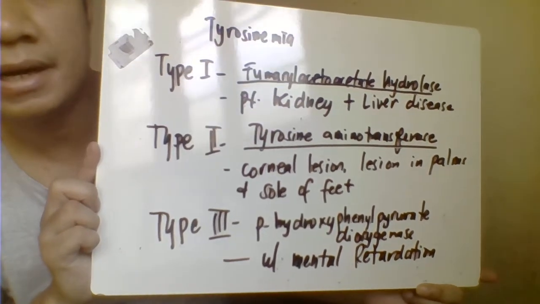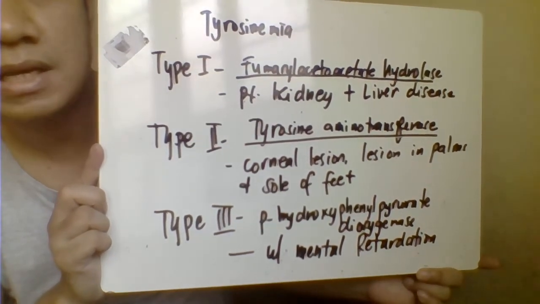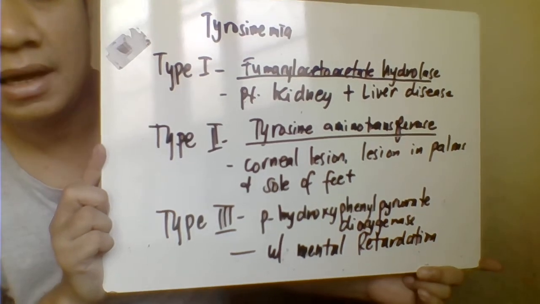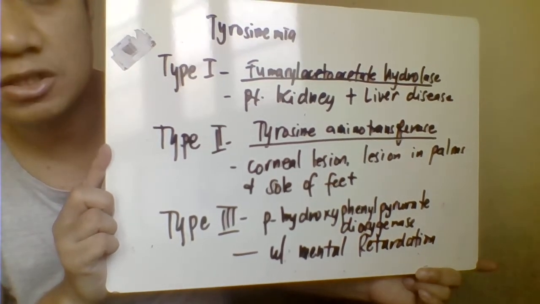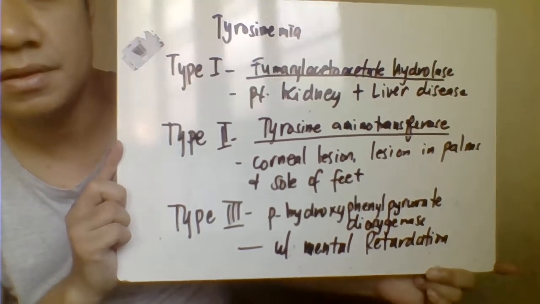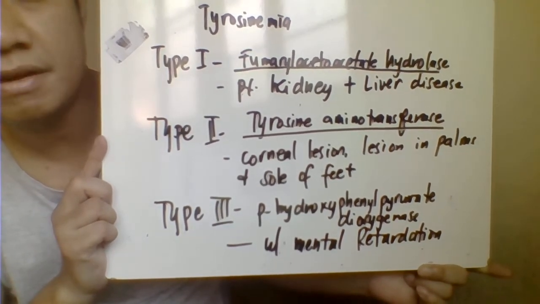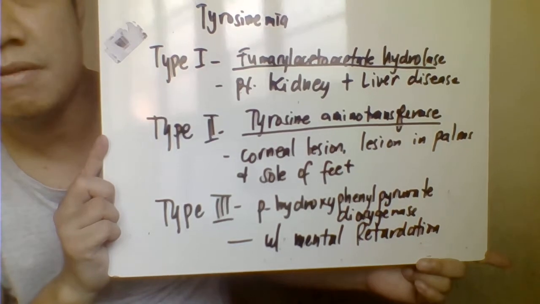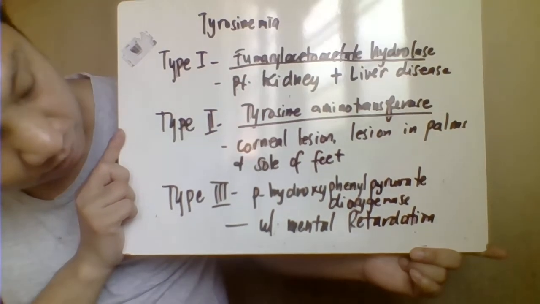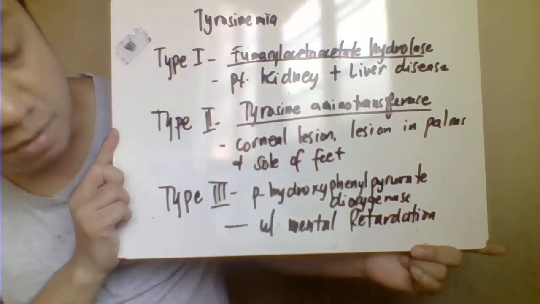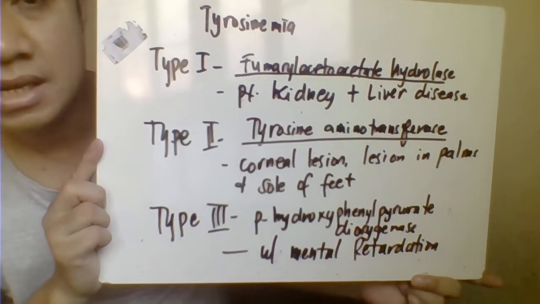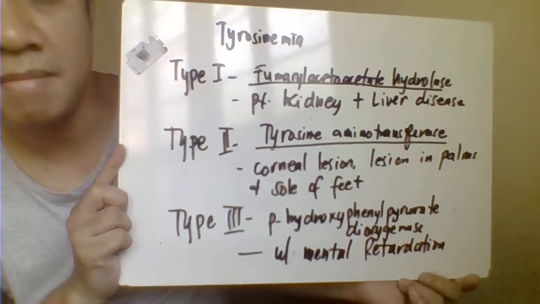Type 2, on the other hand, is characterized by deficiency of the enzyme tyrosine aminotransferase. The patient would have corneal lesions plus lesions of the palms and soles of the feet. Type 3, on the other hand, is characterized by deficiency of the enzyme para-hydroxyphenylpyruvate dioxygenase, and that is characterized here by mental retardation.